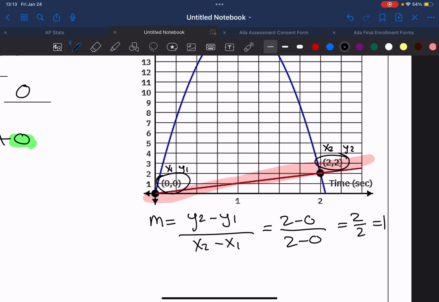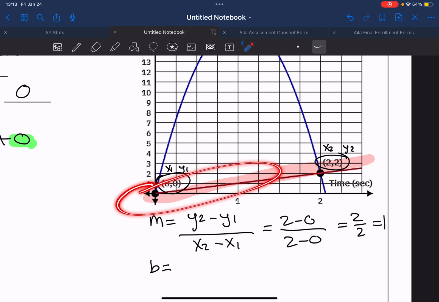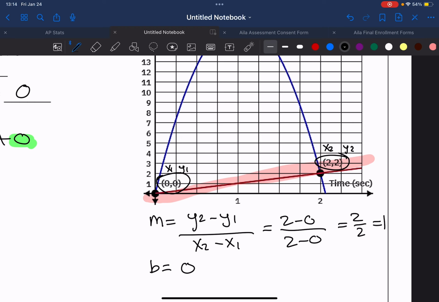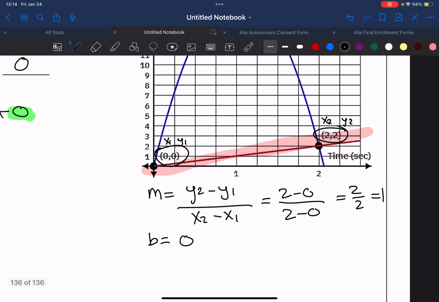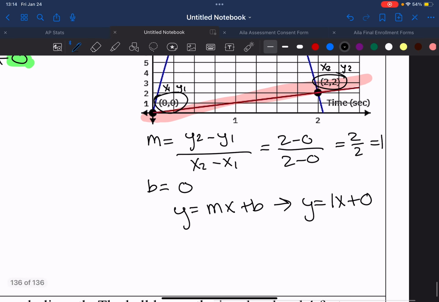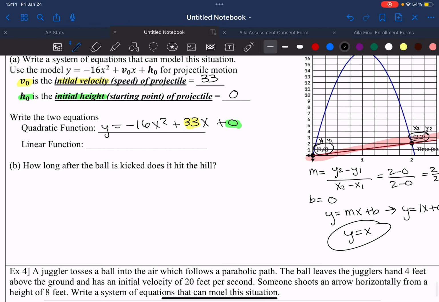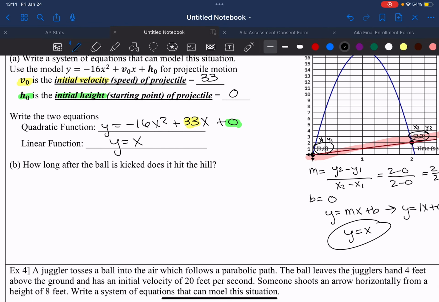And then I need to find my b value, that y-intercept. Well, my line crosses the y-axis at 0. So b is equal to 0. If I translate this into an equation, y is equal to mx plus b, I have y is equal to 1x plus 0. But I don't really need to write the 1, and I don't need to write the 0. So this is just y is equal to x. This is going to be my equation for the linear function. So y is equal to x.